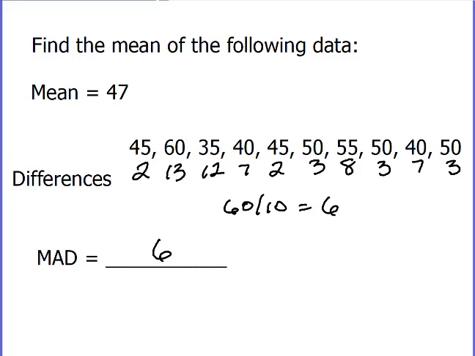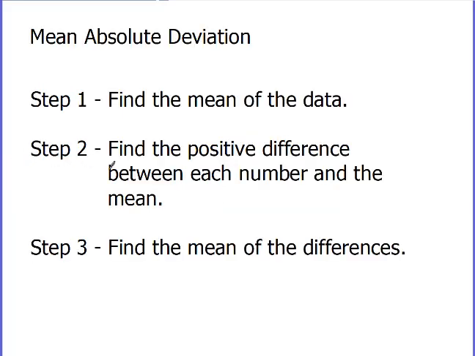So again, just to review, how do we find mean absolute deviation? Well, step 1, you find the mean of the data. So you add up your data points and divide by how many there are. Second, you find the positive difference between each number and the mean. And then third, you find the mean of the differences.